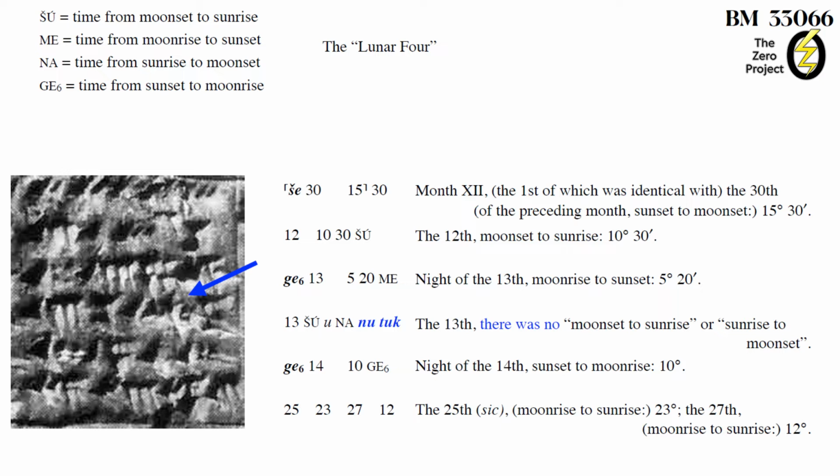10 degrees and 30 minutes. You have the night of the 13th, moonrise to sunset with this given amount. On the 13th again, the time from moonset to sunrise, that's shu, and the time from sunrise to moonset, that's na, was 0. And that is expressed as nutuk. Nutuk is a Sumerian phrase, although the text was certainly read in Akkadian, meaning there is none. It does not exist. So nutuk, there is none. We'll hear similar kinds of things in Egypt a bit later from our next speaker.